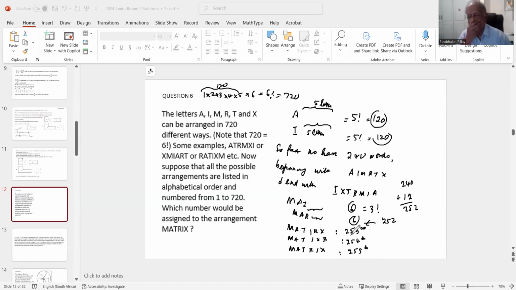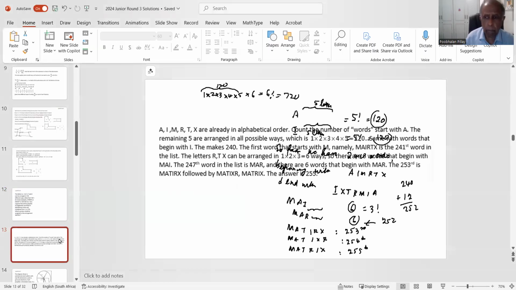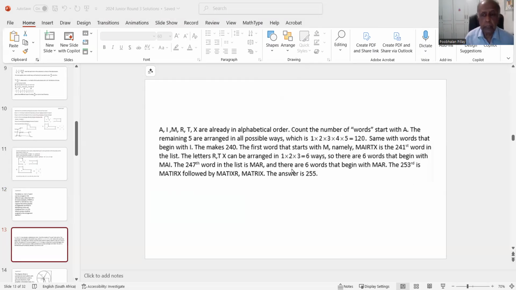It's 255. It's just a matter of counting all the previous numbers in a systematic way. Right, so that takes care of question 6. So let's get on to the next question. Let's just check first to see whether the answer is 255. So that's fine. We are at the correct answer. So let's now get on to the next problem.